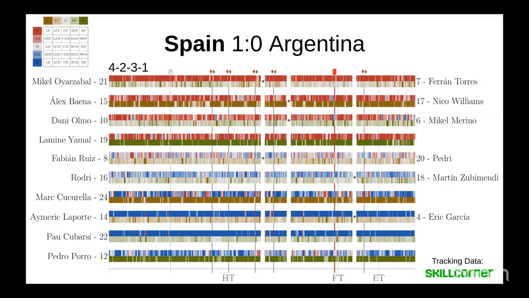And then the second round of substitutions comes really quickly, where they take out number 10 and bring in number 6. And also number 15 goes out and number 17 comes in. Again, just bringing fresh legs.